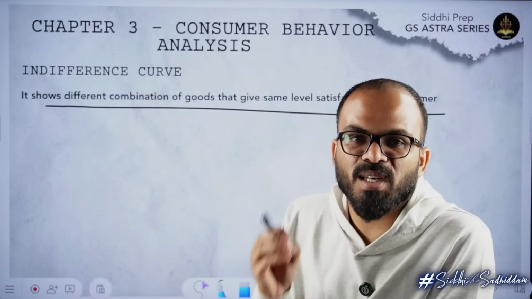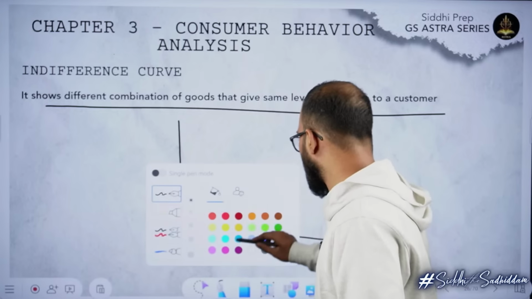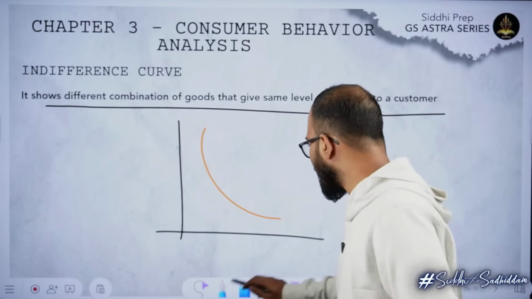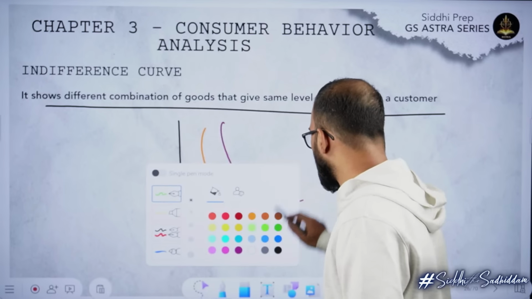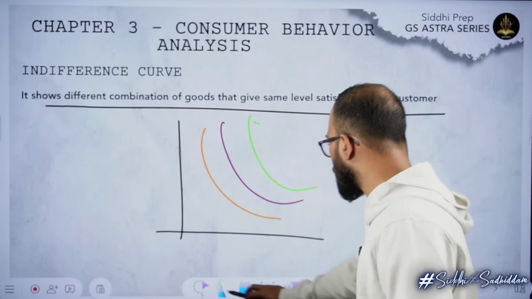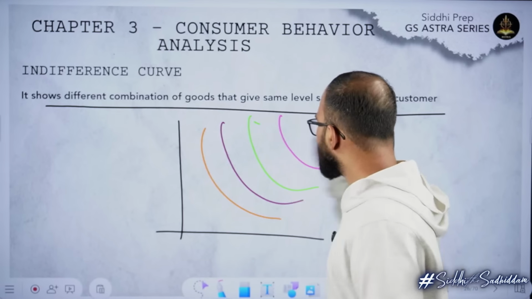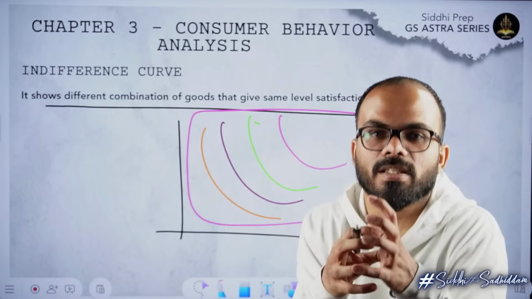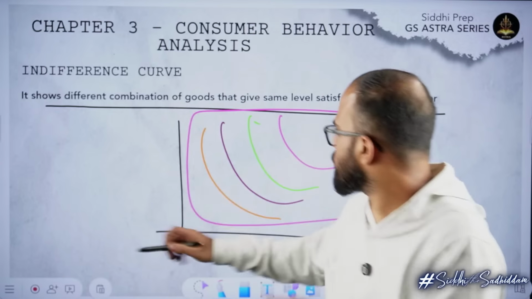So indifference curve talks about all those goods. Let's say this line is about the first combination, the next line is about the next combination, one more line is about another combination. All those kinds of combinations where I don't have any difference with respect to satisfaction.